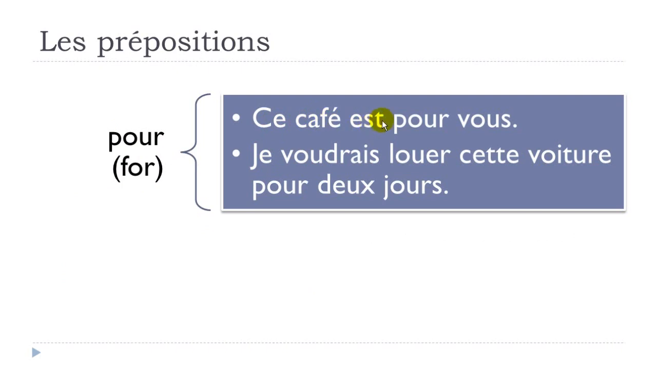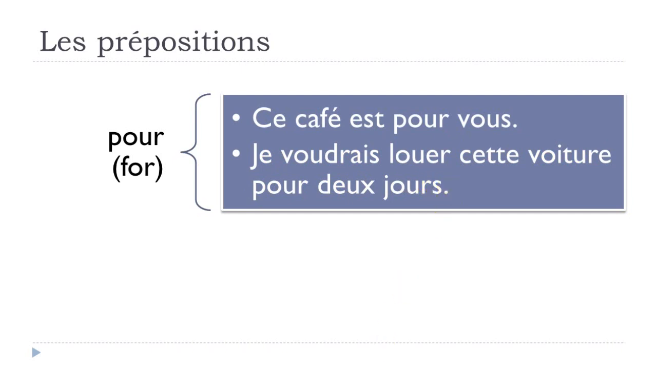Ce café est pour vous. Okay, so ce café, this coffee, est is, pour, for, vous, you. Ce café est pour vous. Second example, je voudrais louer cette voiture pour 2 jours. Okay, so remember here we've got this conditional form. So I would like to, louer means to rent, cette voiture, this car, pour 2 jours, for 2 days. Okay? Je voudrais louer cette voiture pour 2 jours.